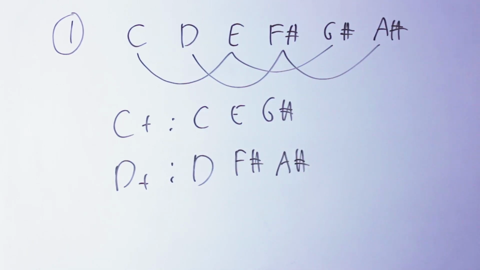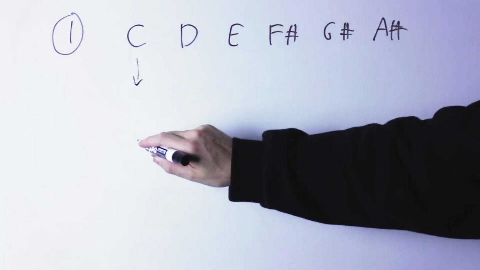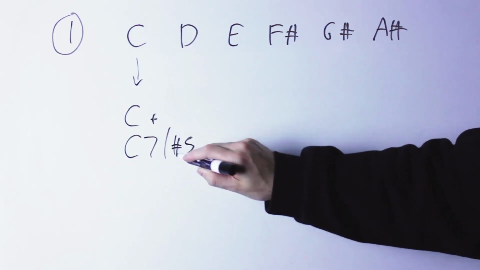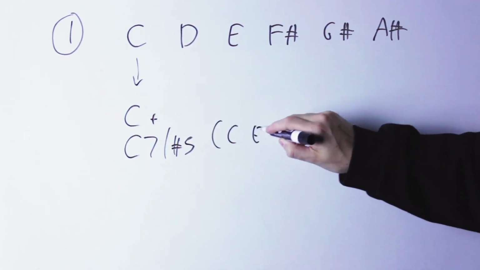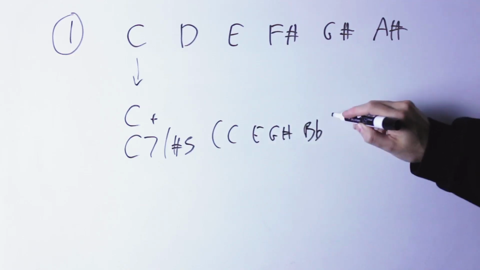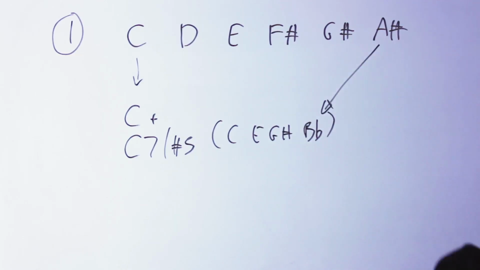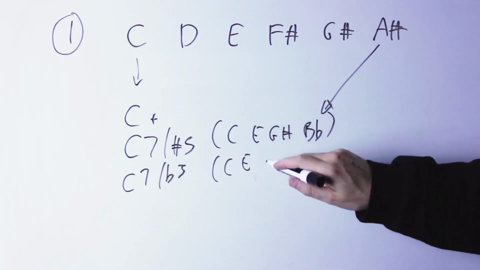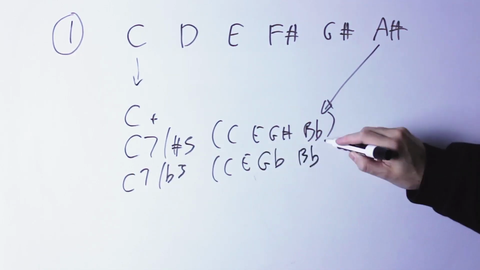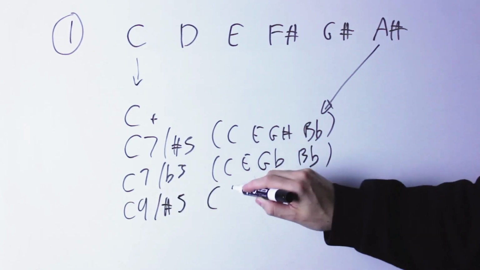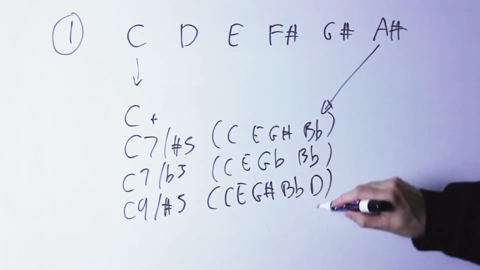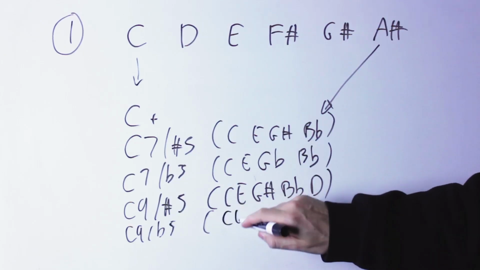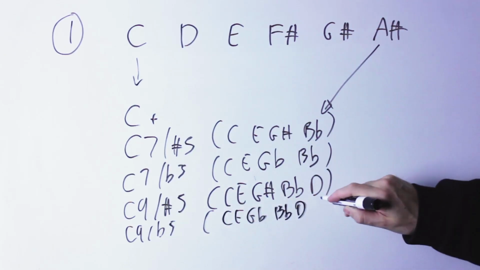If you see what kind of chords we can write on the scale, we see that, for instance, on the C note, I can play a C augmented chord, but also a C7 sharp 5, made by the notes C, E, G sharp, B flat, which is the same as A sharp, or a C7 flat 5, made by the notes C, E, G flat, B flat, or a C9 sharp 5, which is C, E, G sharp, B flat, D, or a C9 flat 5, which is C, E, G flat, B flat, D.